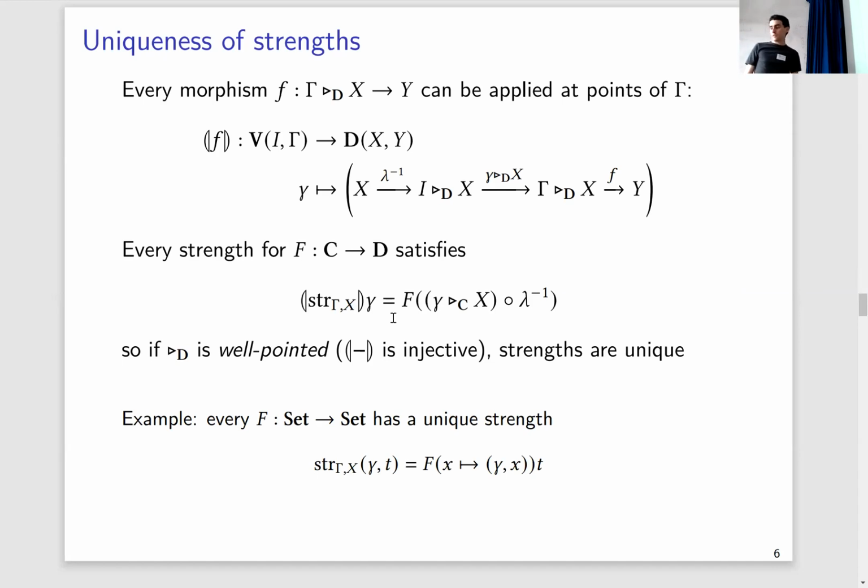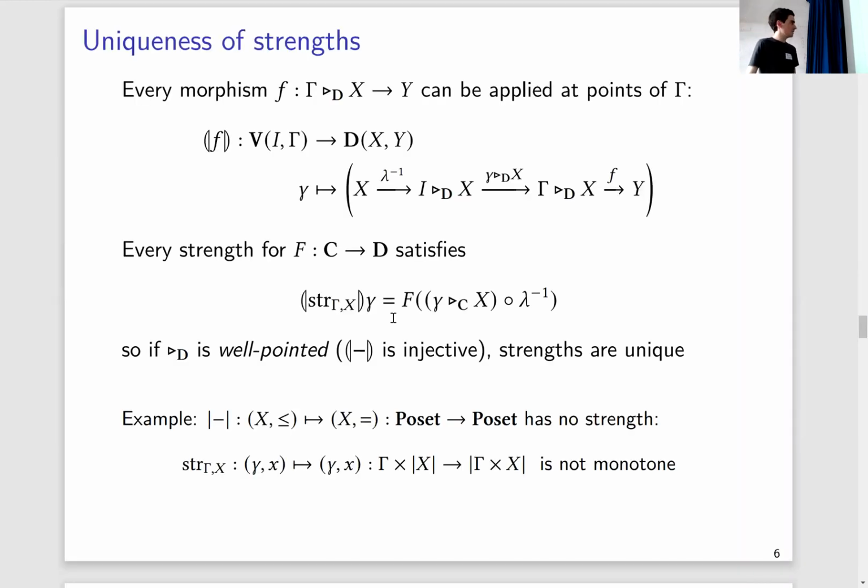This also gives us a way of proving that strengths don't exist. For example, if we take posets, there is a functor from poset to itself that just sends a poset to its underlying set, discretely ordered. In this case, we still have well-pointedness, which means strengths, if they exist, are unique. And from this equation, we can figure out that a strength must just do this for this functor. But this is not a monotone function, which means there is no possible strength.